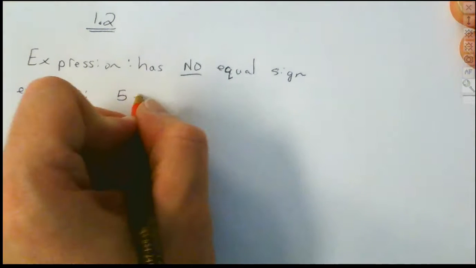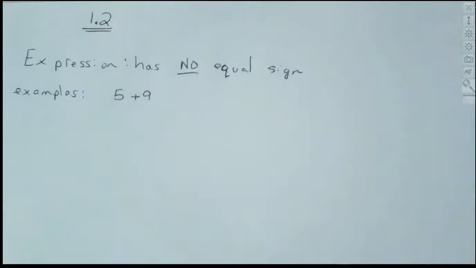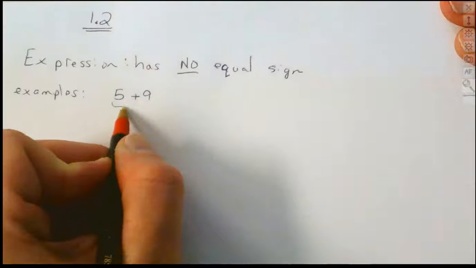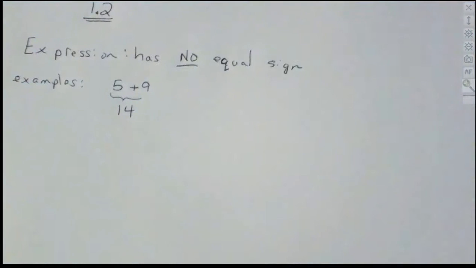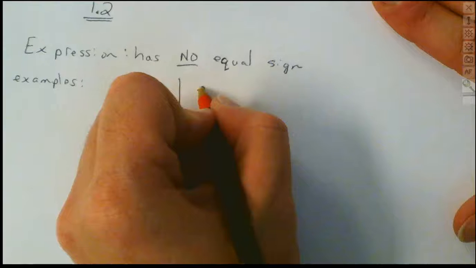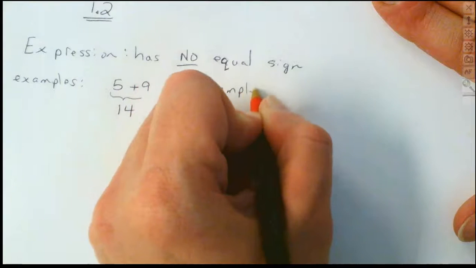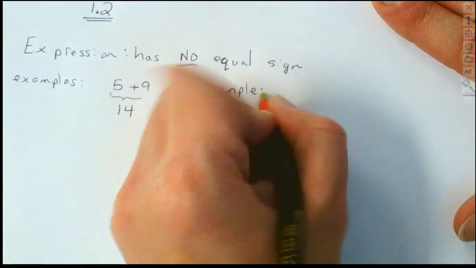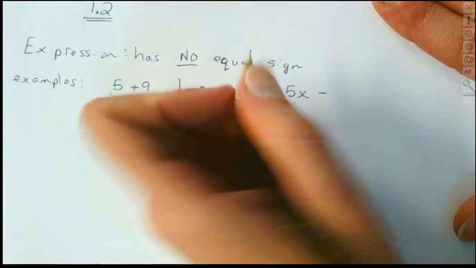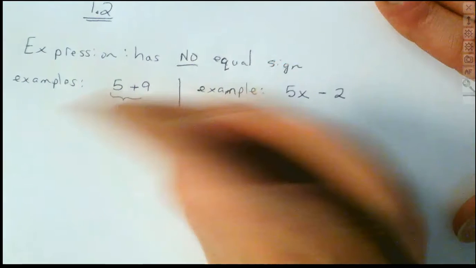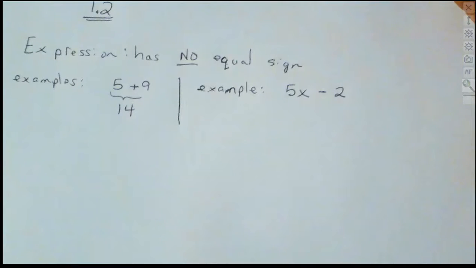5 plus 9. Okay, that's a very simple example of an expression. 5 plus 9, that's an expression, no equal sign. And we can break this down. What can we break that 5 plus 9 down into? Well, we can break that down into 14, right? Because 5 plus 9 is 14. Another one. Now this one's going to have a variable. Another example would be 5x minus 2. This is another example of expressions. These are expressions.